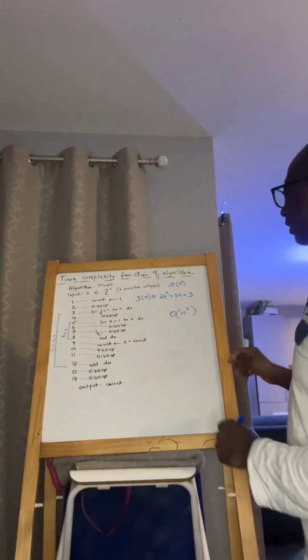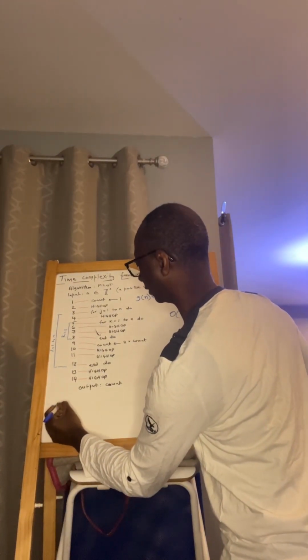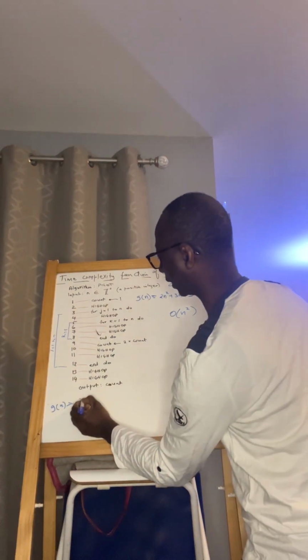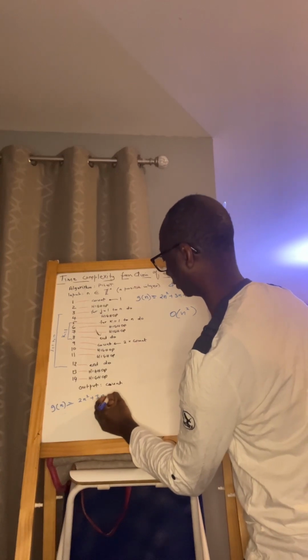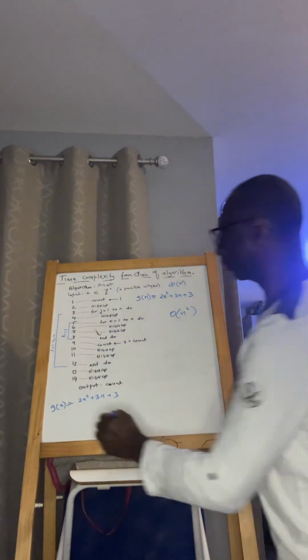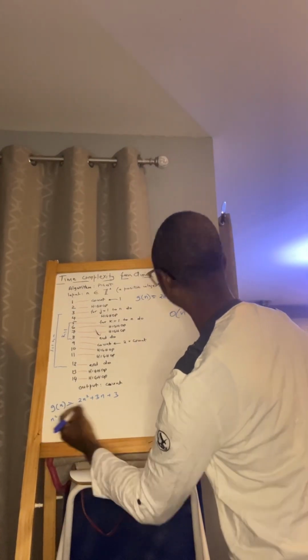So now, we got our function. It says g of n is equal to 2n squared plus 3n plus 3. So from here, you know that n squared want this.